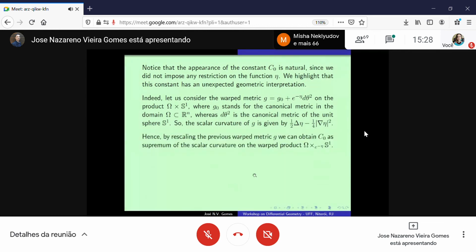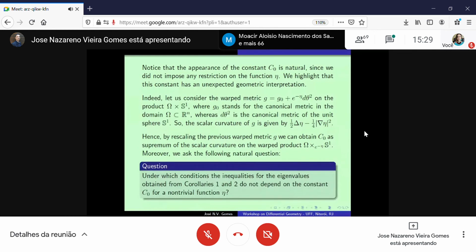Okay. This fact is very interesting for us. And we ask the following natural question. Under which conditions do the inequalities for the eigenvalues obtained from corollaries 1 and 2 not depend on the constant C0 for a non-trivial function eta?